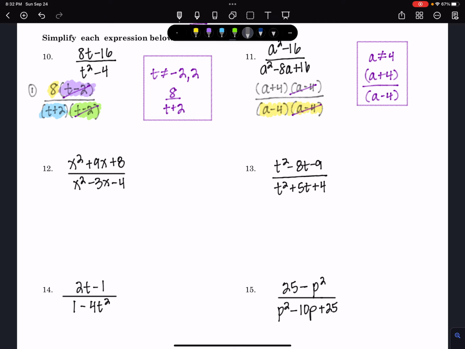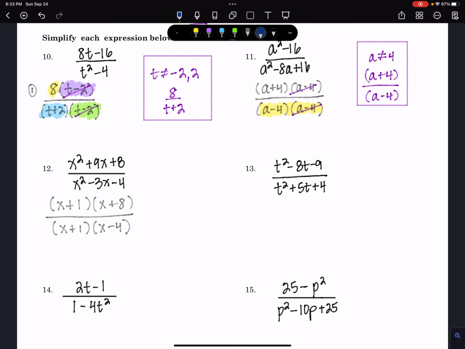Let's try and factor number 12. And at any time, I encourage you to press pause and see if you can factor before I show you the factors. That will give you practice factoring, and it'll give you confidence that you can do these problems on your own. Number 12, x squared plus 9x plus 8 over x squared minus 3x minus 4. I'm going to factor the numerator, which will factor to be x plus 1 and x plus 8. And then I'm going to factor the denominator, which is going to be x plus 1 and x minus 4.